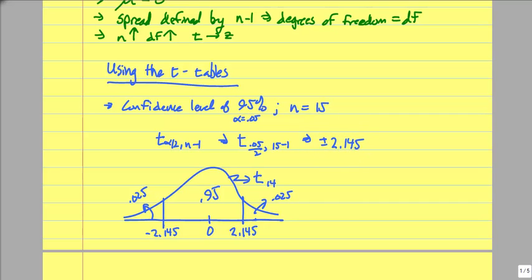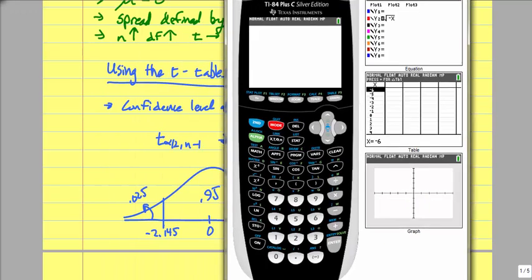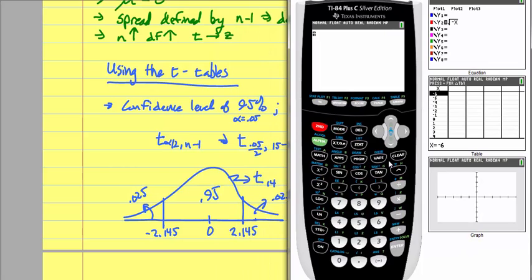Now, some of your calculators will have, under the second DISTR menu, an inverse t. If you don't have an inverse t, there are directions posted on the website for how to program the inverse t function into your calculator, so you can use this as well. If you don't have an inverse t here, that's okay. I'll show you how to program it in. So assuming you have the inverse t, let's go to 4, inverse t. This is the area to the left, so we would choose 0.025 here. Now degrees of freedom are 14.